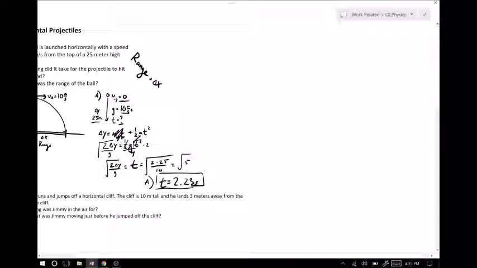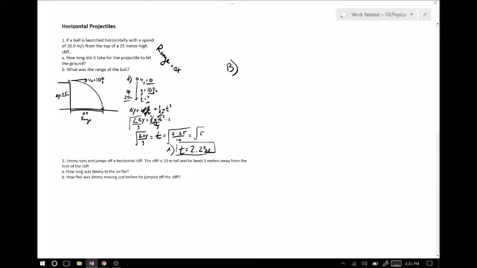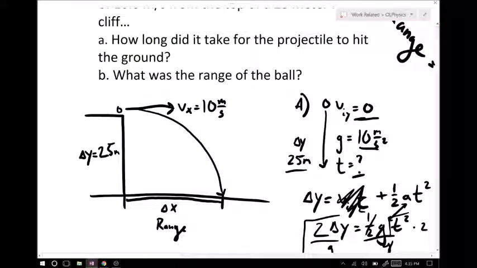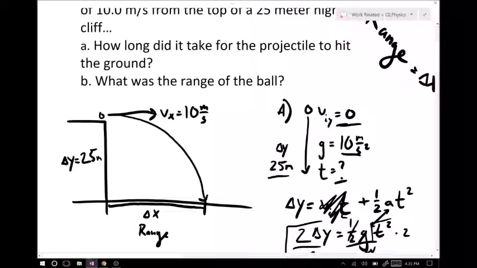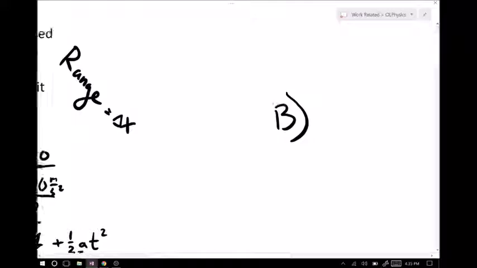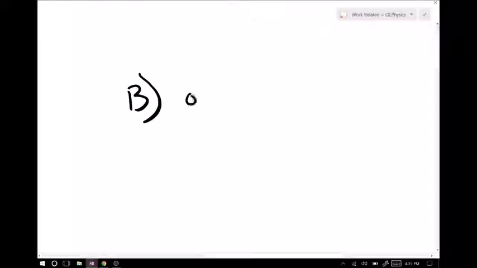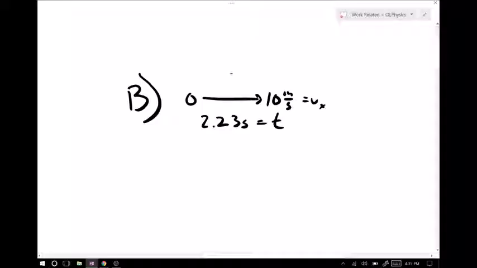And so now we're going to solve for part B. How far did it go? The nice part about this is that we know that it traveled for 2.23 seconds. So our horizontal velocity is 10 meters per second, and that means the ball can only travel horizontally for 2.23 seconds. So really, we just have a ball that moves horizontally at 10 meters per second for 2.23 seconds. And then we ask, how far did it go?